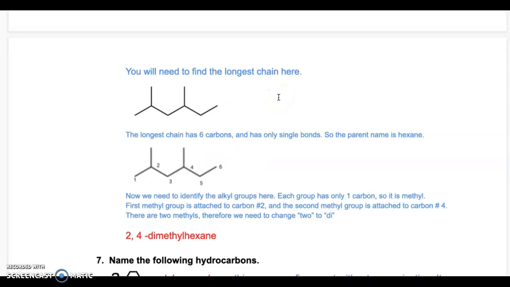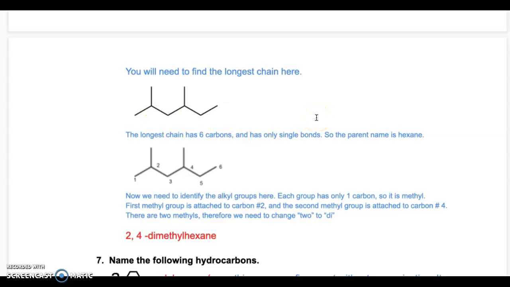right naming. What if we start with this end? 1, 2, 3, 4. We can go this way, but only 4 carbons. It's not the longest one. Let's try another way. 1, 2, 3, 4, 5, 6, or 6 this way.